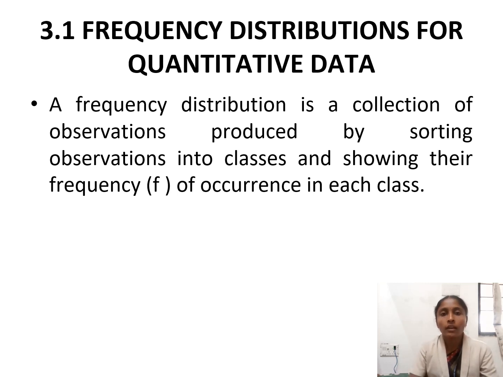First, we will see frequency distribution for quantitative data. Here, a frequency distribution is a collection of observations produced by sorting observations into classes and showing their frequency of occurrences in each class. The one main concept is the number of times the data occurs in the given data set. That is, the number of times a particular data value is present in the collection. That is the occurrence mentioned here.